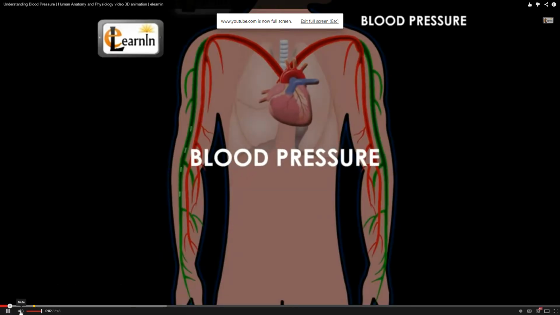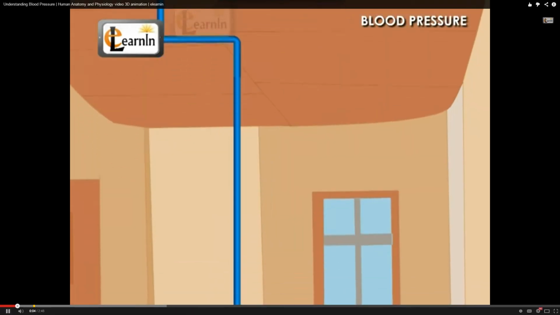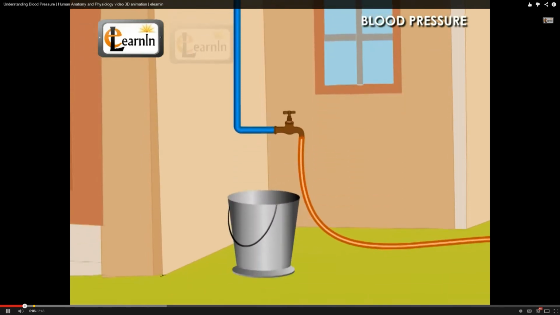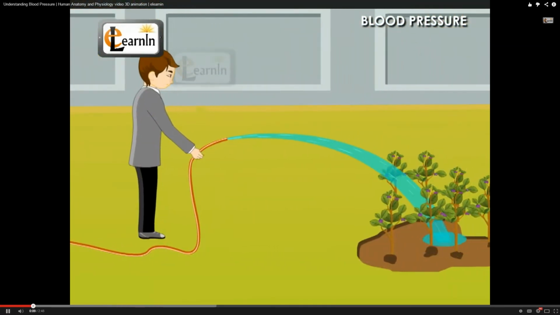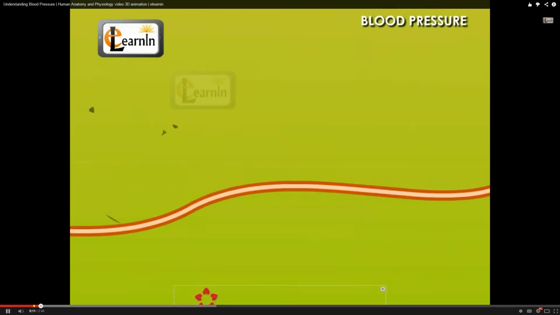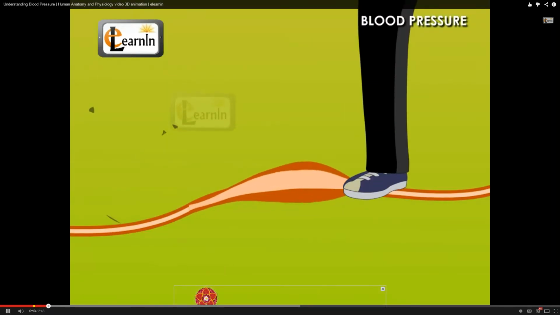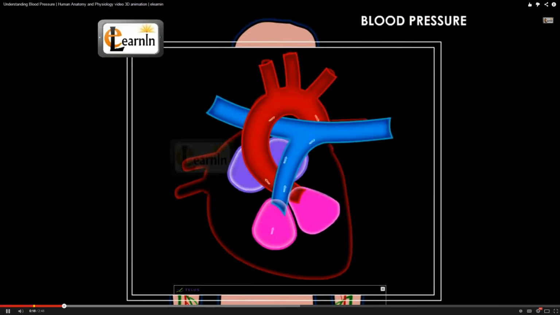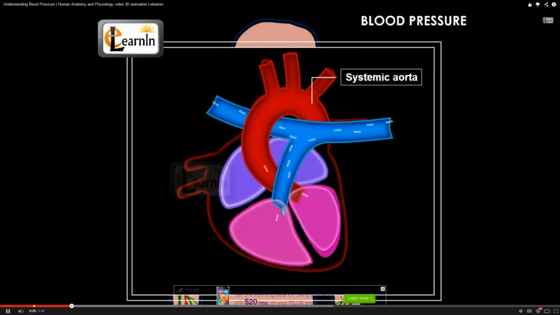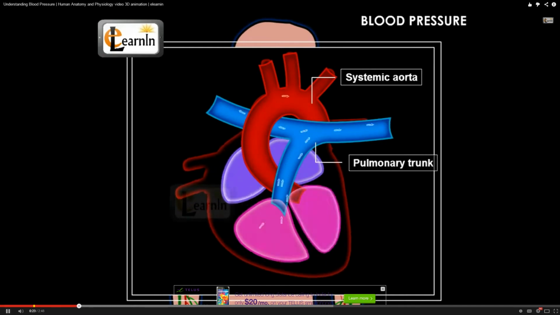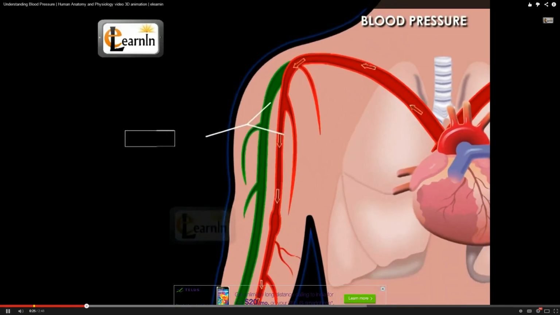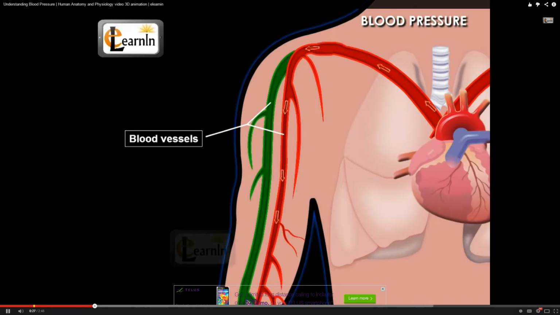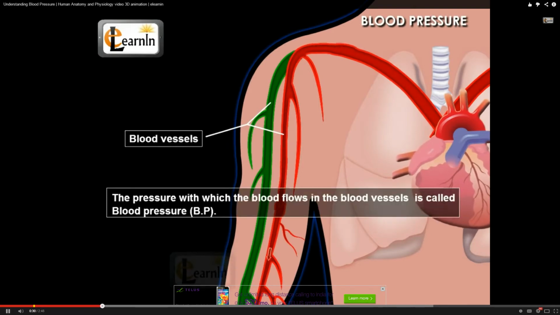Blood pressure. Water flows with a higher pressure when you connect a tube to a pump set operating in your field or house. Also, the tube bursts open if the pressure is very high. Similarly, when the heart pumps blood into the systemic aorta or into the pulmonary trunk, the blood flows with pressure in the blood vessels. The pressure with which the blood flows in the blood vessels is called the blood pressure, usually called BP.